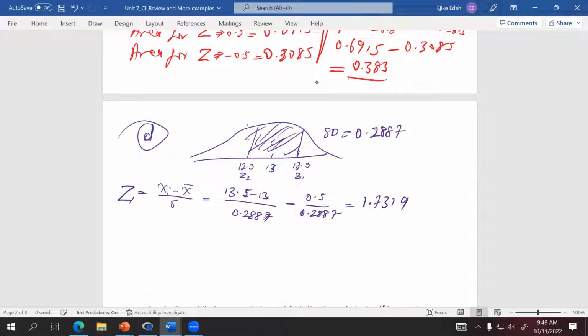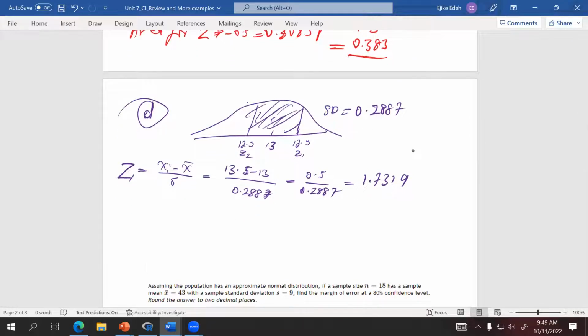1.7319. Thank you. Anybody having a different value from that? Okay, so we go ahead and do Z2, the second value there. Applying the same formula, it will be 12.5 minus 13 divided by 0.2887. So essentially, we are looking for negative 0.5 divided by 0.2887.